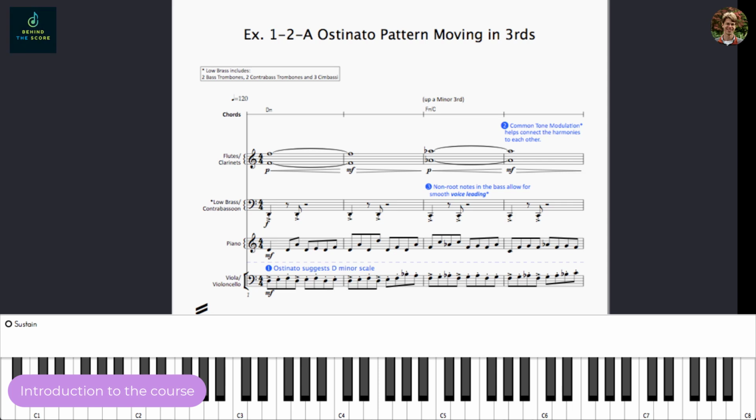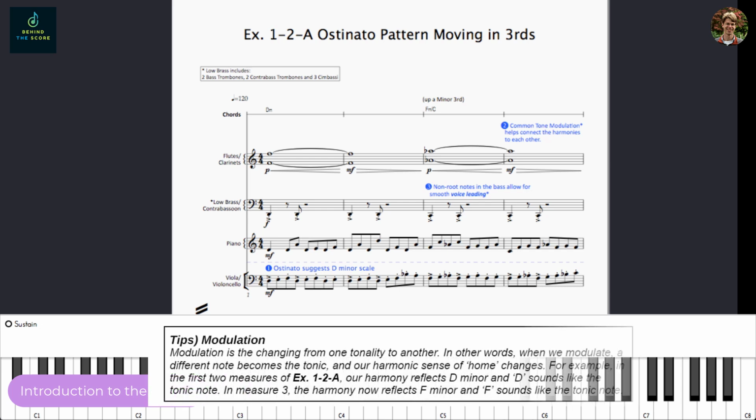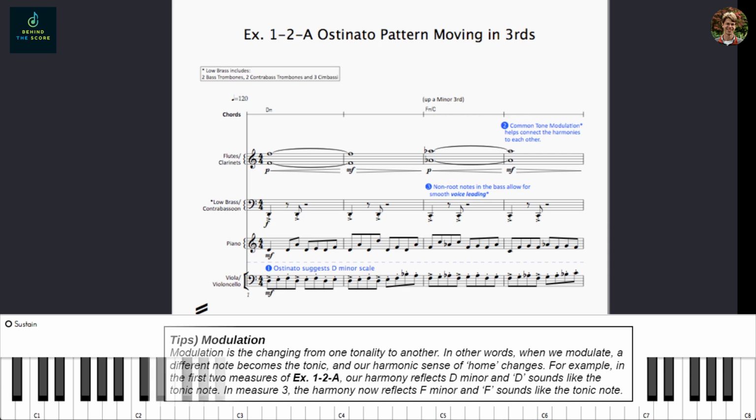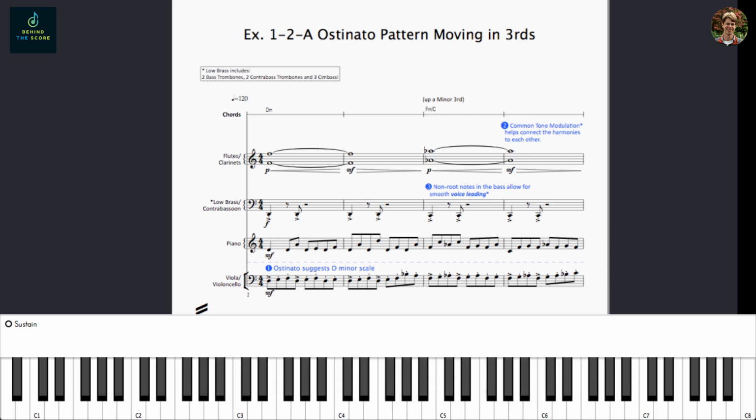Our second piece for the chapter is also based around an ostinato pattern. However, this time we're going to explore modulation, and specifically modulating by thirds. Very briefly, when we modulate, we're changing from one key to another. To see this in action, let's first look at our ostinato pattern.